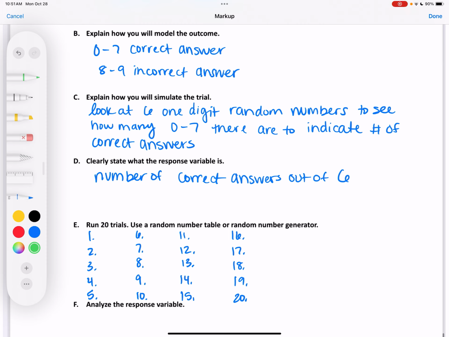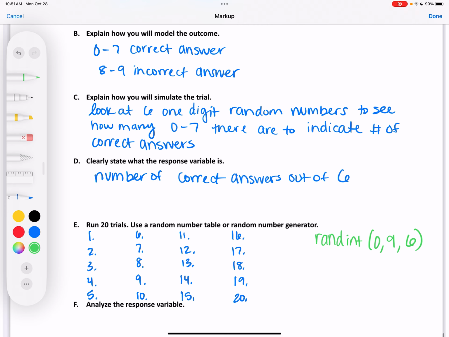So as far as the calculator, I'm going to use random integer 0 through 9. And there's 6 questions, so I want 6 at a time. That way I'll see right away, as long as the numbers are 0 through 7, I'm just counting up. So I'll be hitting the button 20 times and seeing how many she got right on each one.